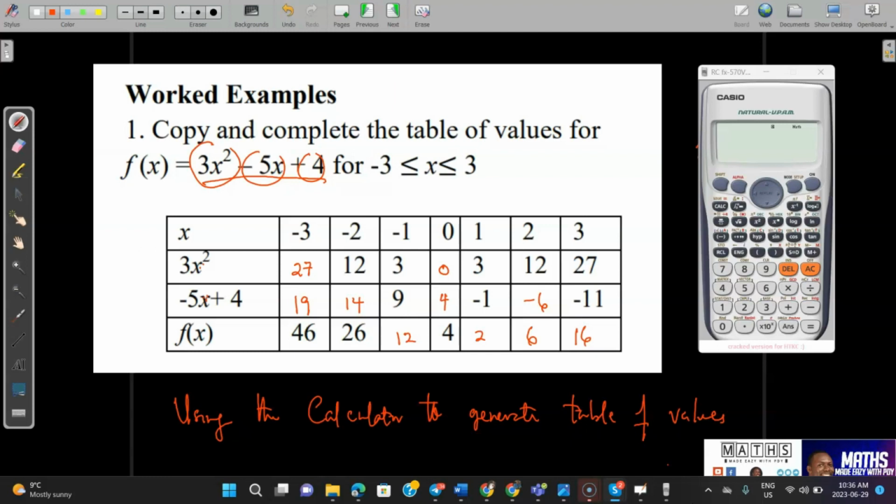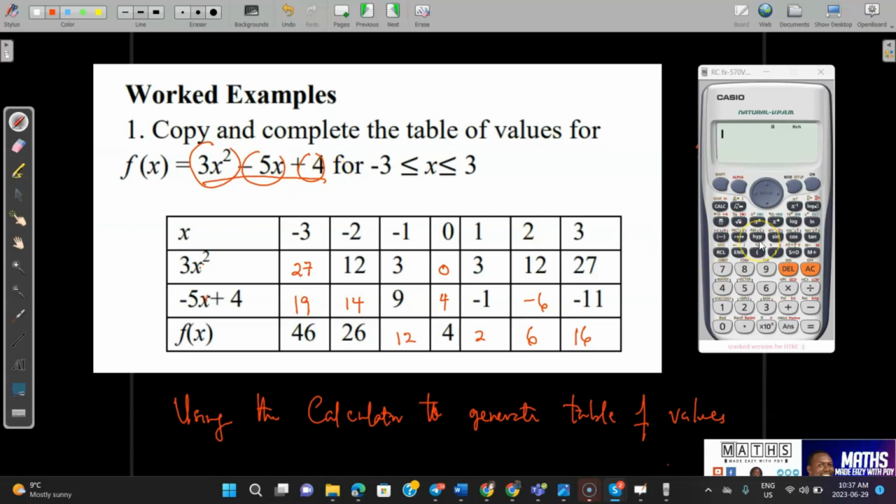I know most of you are using a Casio scientific calculator. Now this one is a modified one for online. Therefore, I need to complete my table of values. I'm just doing away with the 3x squared separately and then the negative 5x plus 4 separately. I'm just going straight to program f of x is equal to 3x squared minus 5x plus 4.